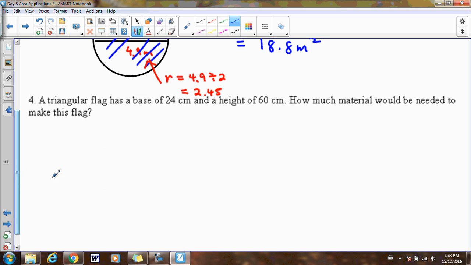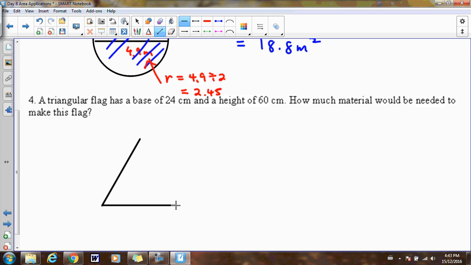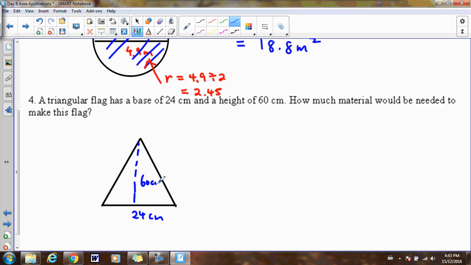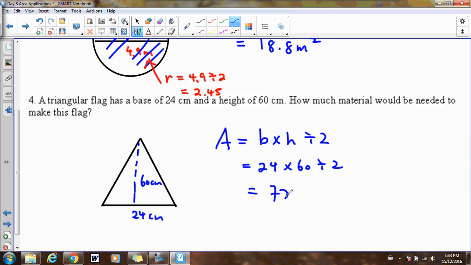Okay. Same thing over here with a triangular flag. Let's draw a triangle quickly here. You have 24 centimeters as the base, so 24 centimeters here, and the height here is 60 centimeters. They want to know how much material is needed to make this flag. So again, that's basically asking us to find the area. We know how to do that: base times height divided by 2 for a triangle. That would be 24 times 60 divided by 2. You get 720 centimeters squared.